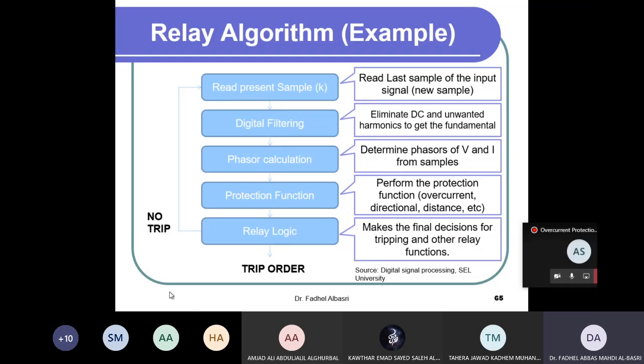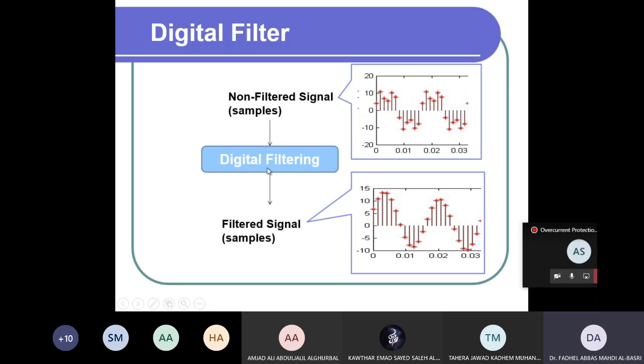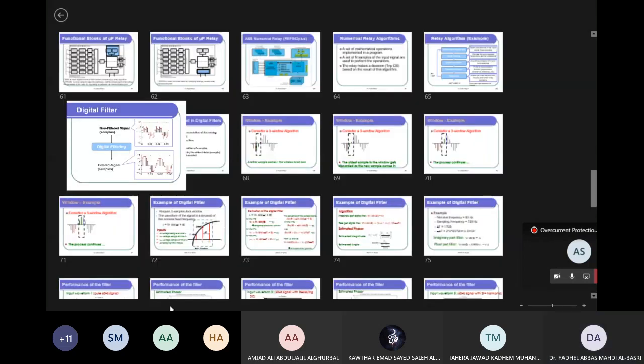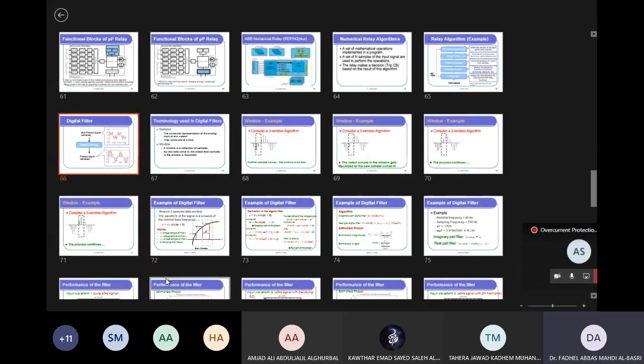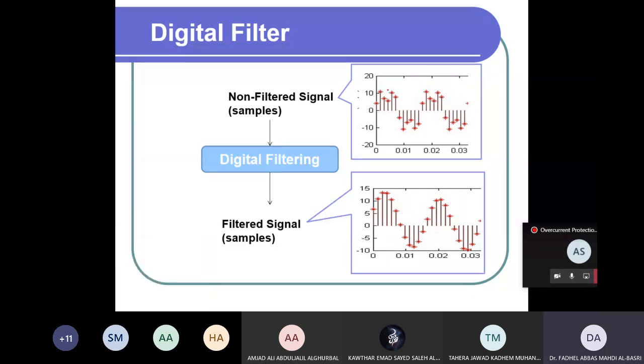I'll show you in the following a digital filter. Here, I have input samples. This is a distorted signal. This is the analog signal, which has some harmonics in it, and it is sampled. The star points represent the sample values of this analog signal.